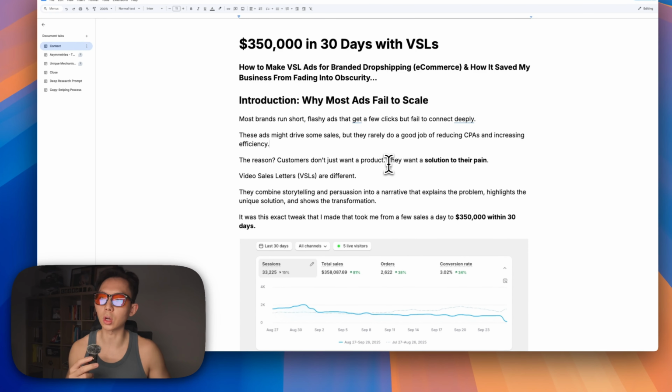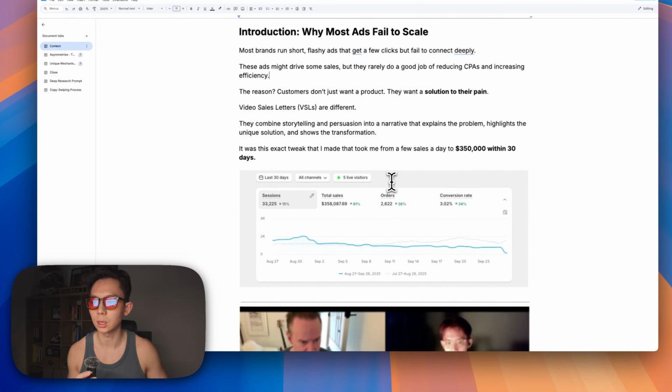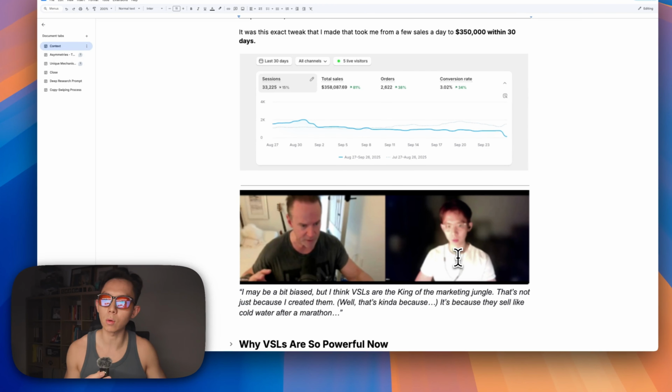Now, the reason is because consumers don't just want a product, they want a solution to their pain. And VSLs are different because they combine storytelling and persuasion into a narrative that explains the problem, highlights the unique solution, and shows the transformation. It was this exact tweak that I made that turned me from a few sales a day to 350K within 30 days.